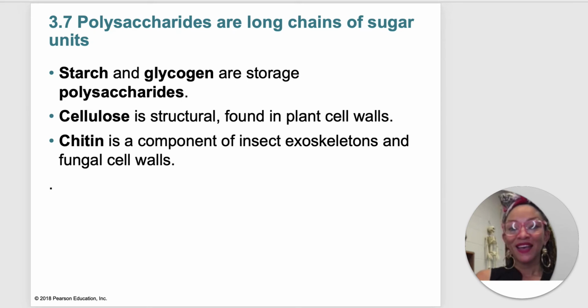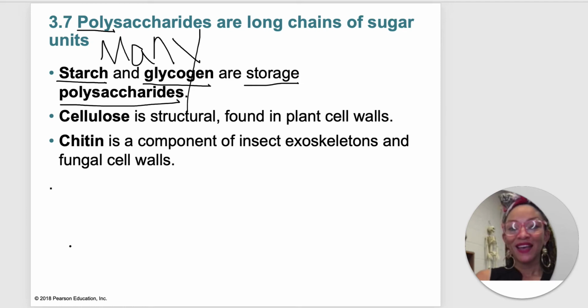So polysaccharides. We talked about monosaccharides, we talked about disaccharides, and now let's talk about polysaccharides. Remember, poly means many, and saccharides refers to a sugar. So these are long chains of sugar. For example, things like starch, or glycogen, these are known as storage polysaccharides. So just really long chains of sugar.